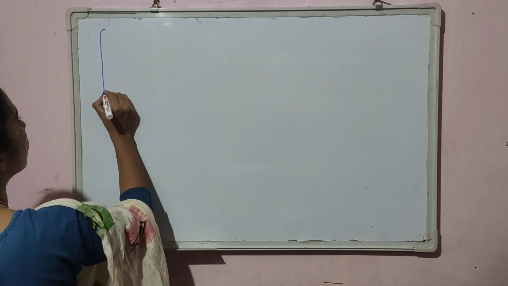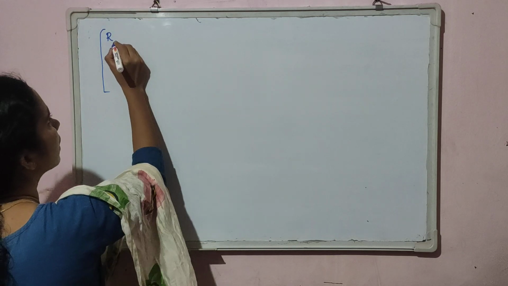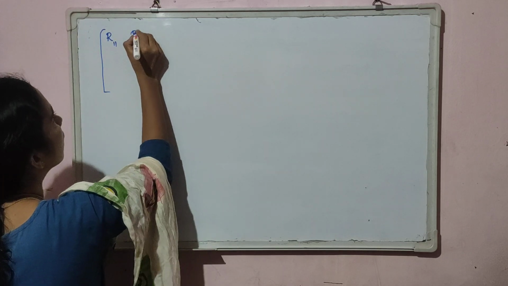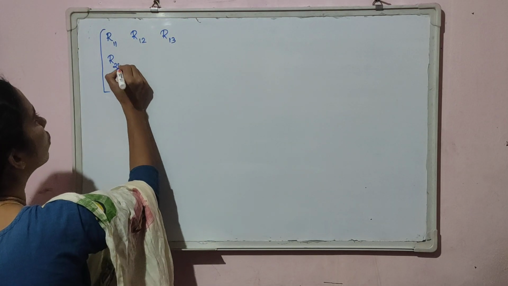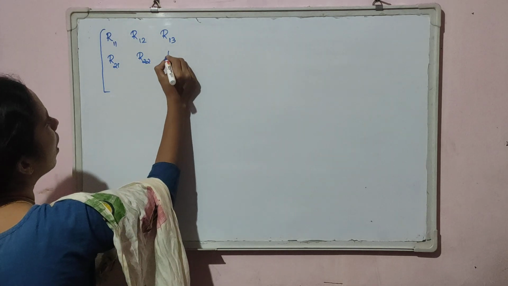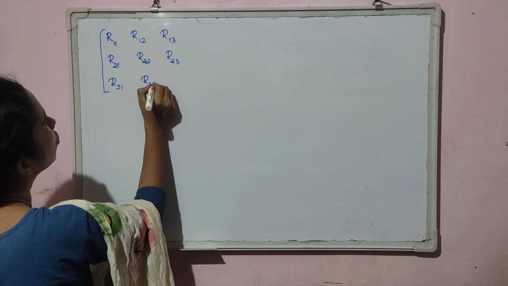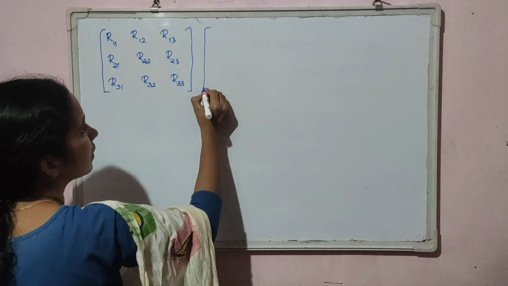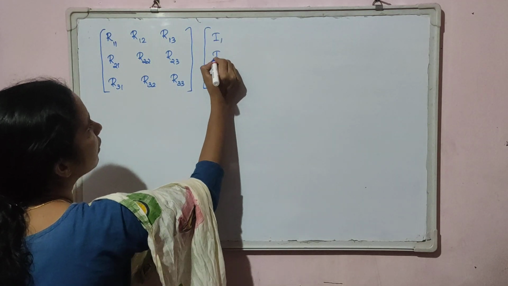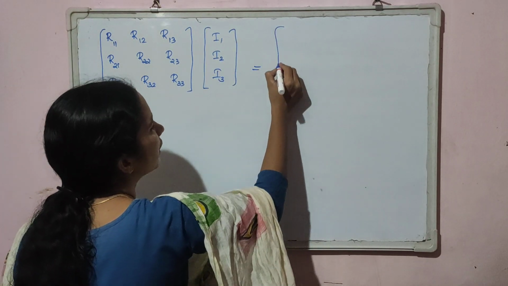So the resistance matrix is a matrix of order 3 by 3. As it is the resistance matrix, write it as R11, R12, R13. Second row is R21, R22, R23. Third row is R31, R32 and R33, multiplied by the current matrix, which contains three unknown currents I1, I2 and I3, which is equal to the voltage matrix.